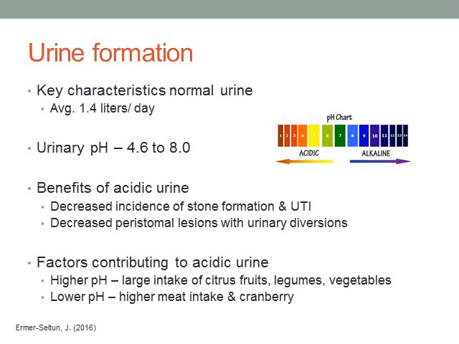Normal urine pH is somewhere between 4.6 and 8.0, normally leaning towards the acidic side. However, this can be variable based on dietary intake and the acid-base balance mechanism. The benefits of acidic urine include a decreased incidence in stone formation and some measure of UTI protection. In this slide, you see listed factors contributing to a higher alkaline or lower, that is acidic, pH in urine.